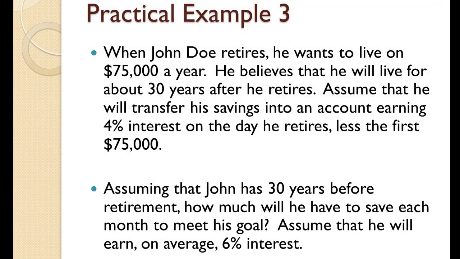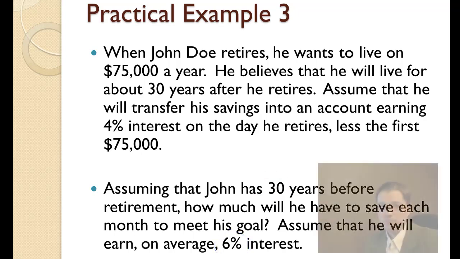This is John Deere, and when John Deere retires, he wants to live on about $75,000 a year. He thinks he'll live for about 30 years after he retires. He's going to transfer his savings into an account that'll earn about 4% interest on the day he retires. All of his savings less that first $75,000, so he's got that for this first year. If he's going to retire in 30 years, we want to know how much he's going to have to save each month to meet his goal. Right now he's earning about 6% interest.